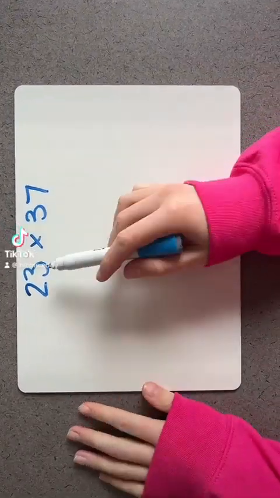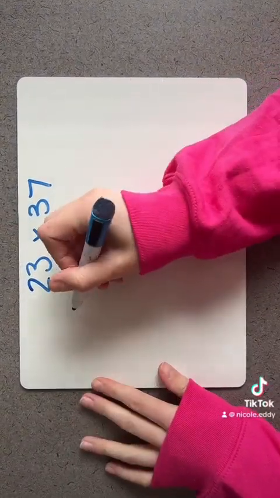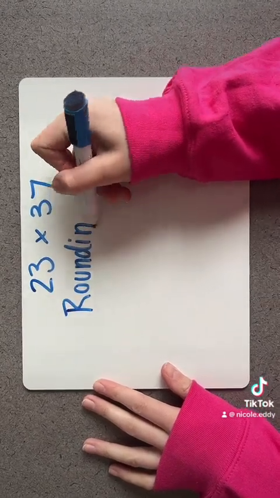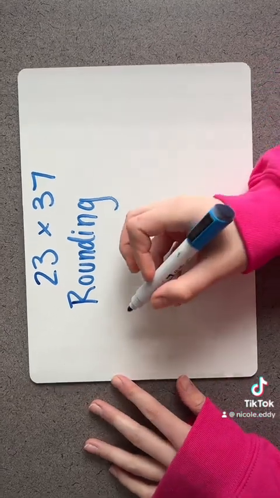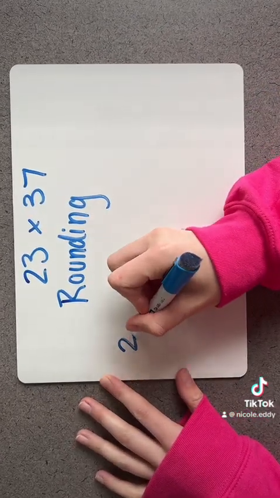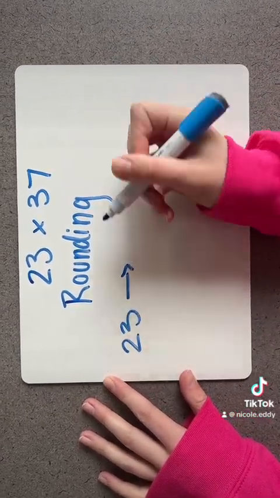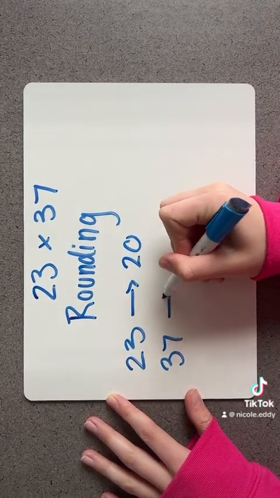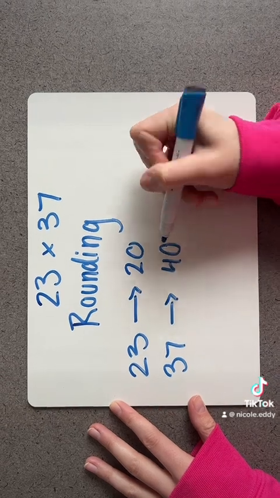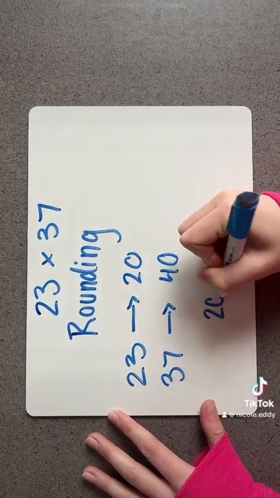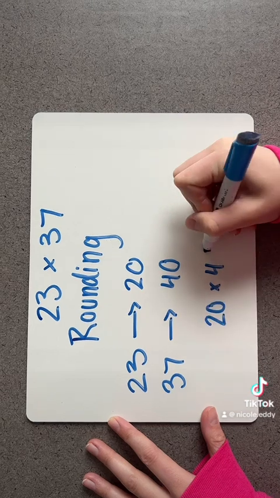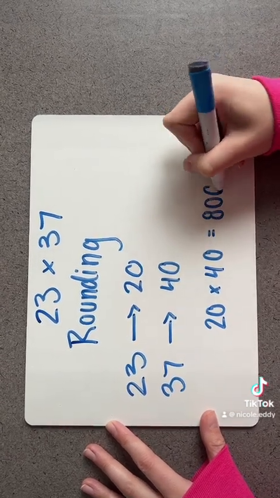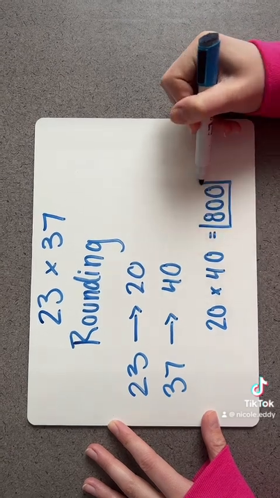Okay, so here we have our equation, 23 times 37. We're going to start with an estimation, and we're going to do that using the rounding method to the nearest tenth. So our 23 will be 20, and our 37 is going to turn into 40. And now we need to go 20 times 40 equals 800. And this is my estimation.